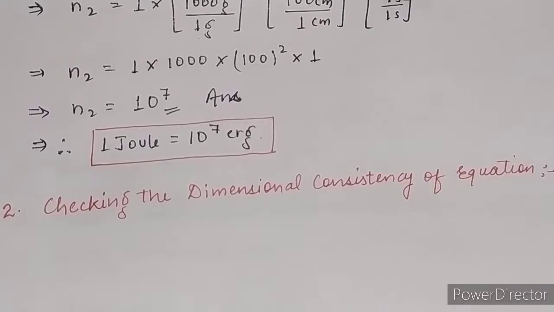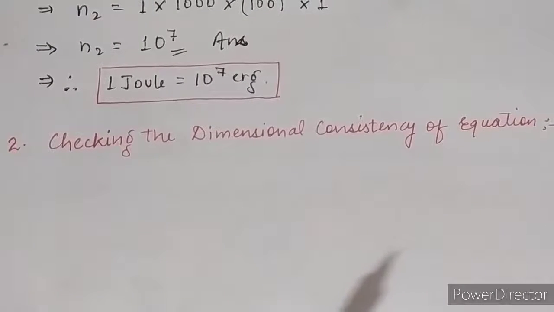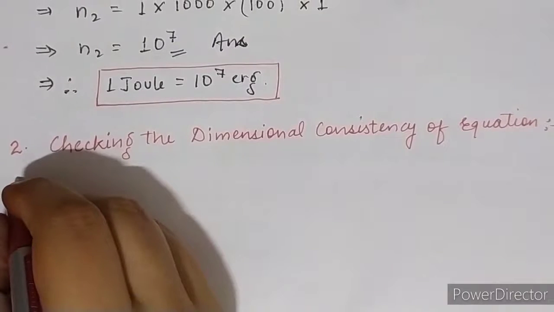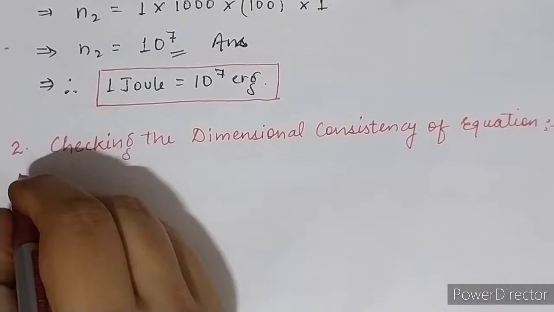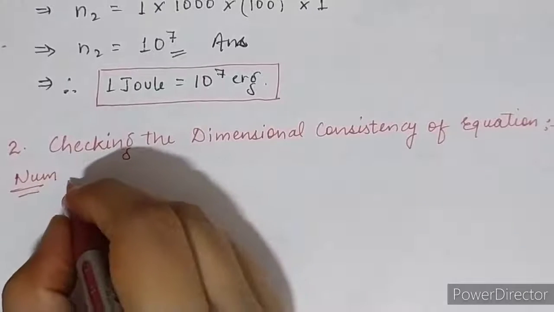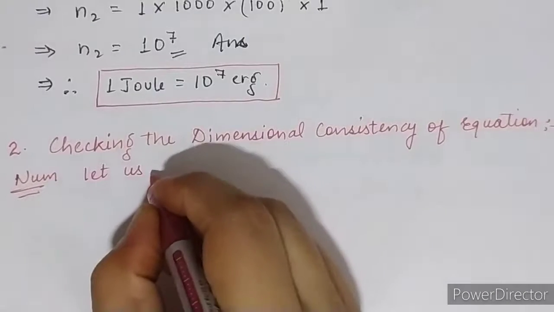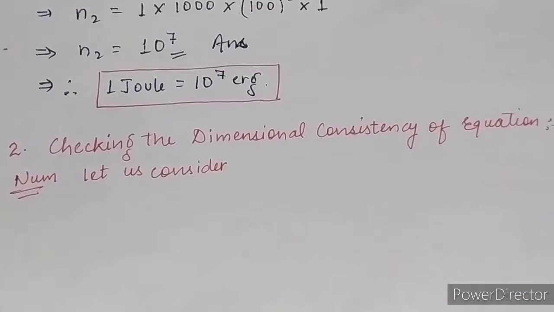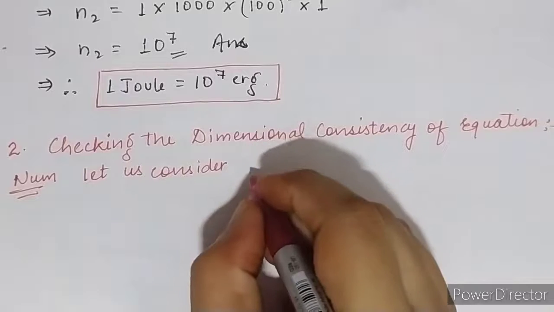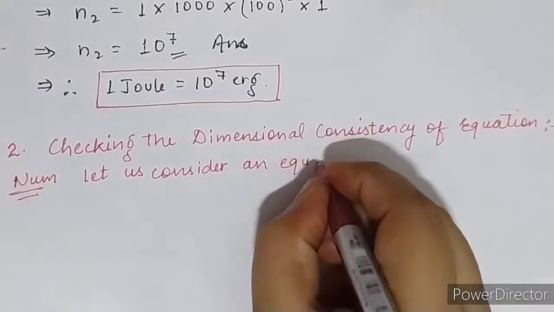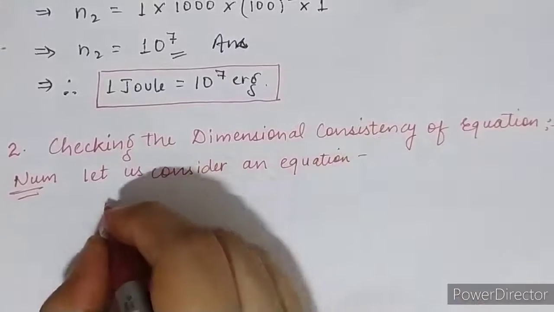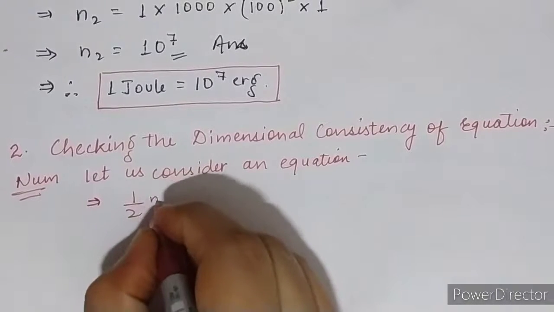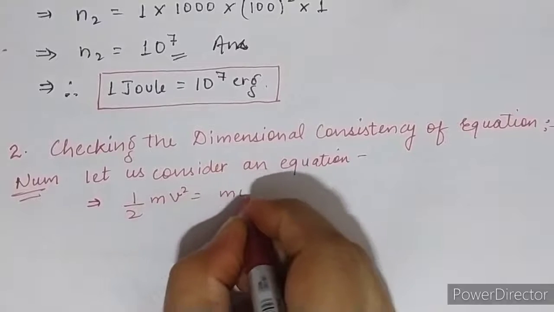Okay, so for your better understanding, I will first solve one example so you can understand the thing. How will we solve this example? First of all, I am writing the question. Let us consider, but you have to remember only the method of this application, because it doesn't have any particular formula. Let us consider an equation, and what is the equation, beta? The equation is half m v square equals mgh.